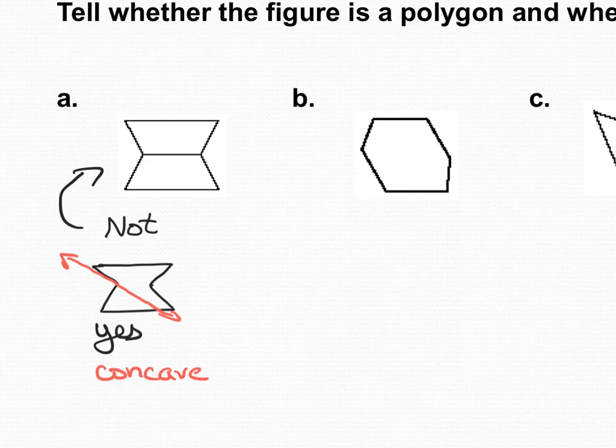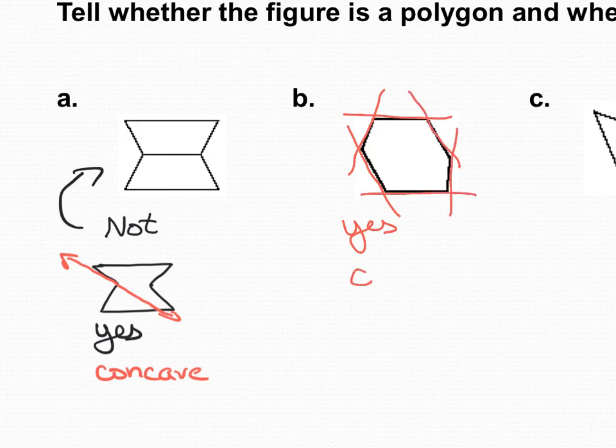B, this is a closed figure. We don't have more than 2 endpoints that are collinear. So yes, this is a polygon. And notice if I draw my lines here, I haven't found one yet that goes into the interior. So this one would be convex.